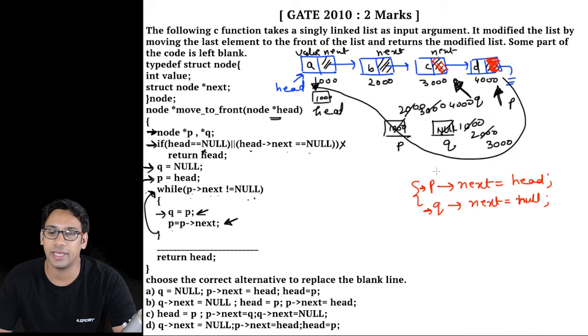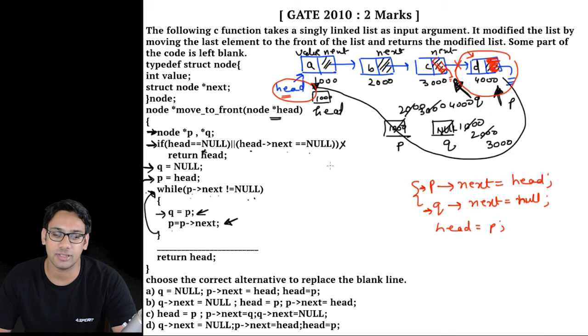Okay, and then what you have to do is you have to make head point to this new node, right? That means after doing this, the link is broken, this is storing null, this is pointing to this node. Now you have to make this head point to this new node, right? Therefore what we are going to do is head is equal to p, right? So after doing these three operations, you have just added this node to the front of the linked list.